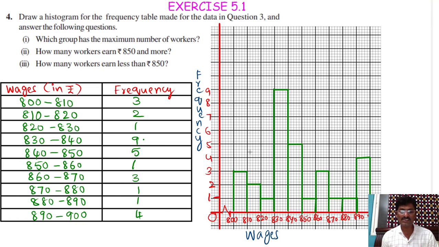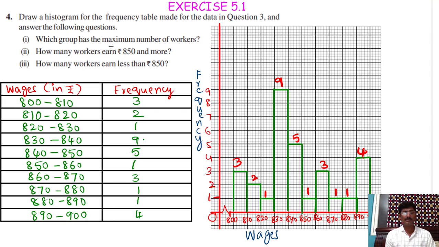Let us write the corresponding frequencies. This is 3, this is 2, this is 1, and then this is 9, then this is 5, this is 1, this is 3, then 1, then 1, and then 4. By using this graph, we can answer the questions given in the problem.